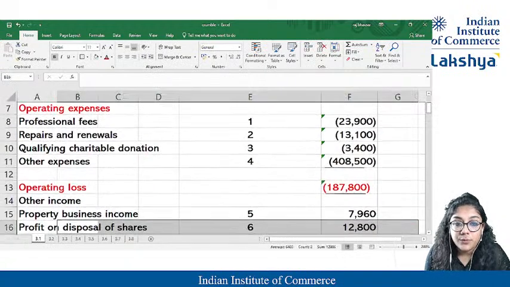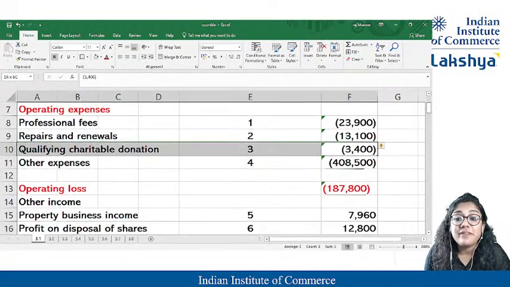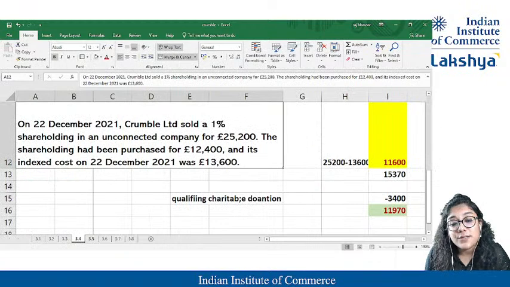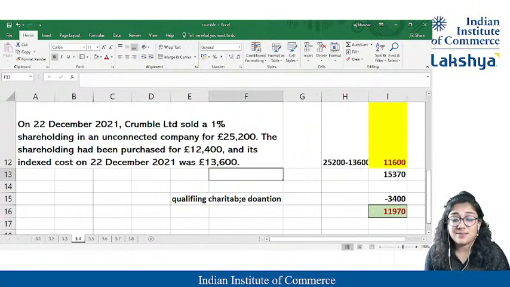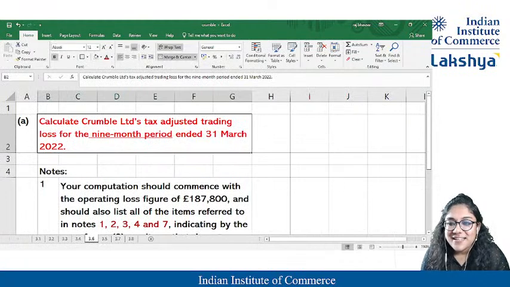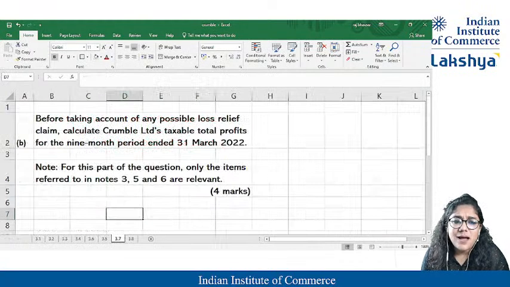Wait, what was the third note, guys? It was qualifying charitable donations. So I just reduced that. I got 11,970. That's cool. So you even achieved the marks over here. Simple, guys, getting marks. So we got this question also. Now the last question is pending.